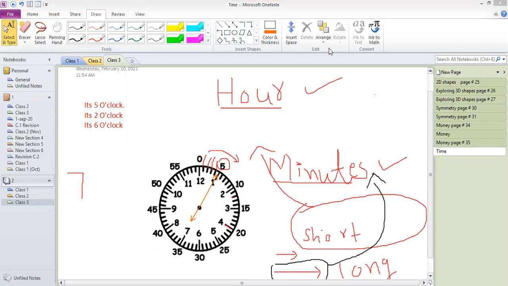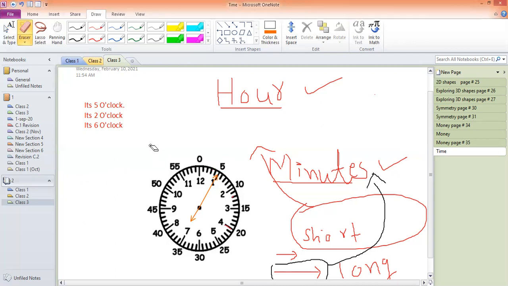Are you getting my point, guys? Yes, sir, I'm getting your point. No, sir, I cannot understand. Listen, when it reaches 5, you check how many minutes have passed. 12 is your main point, okay? From 12, you will see how many minutes have passed. Up to 12, there are 0 minutes. But you will check up to 1, how many minutes are there? So there are 5 minutes. That means 5 minutes have passed after 7.